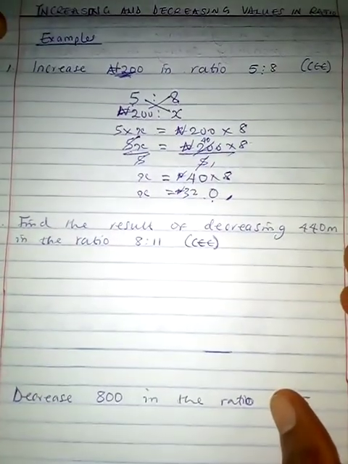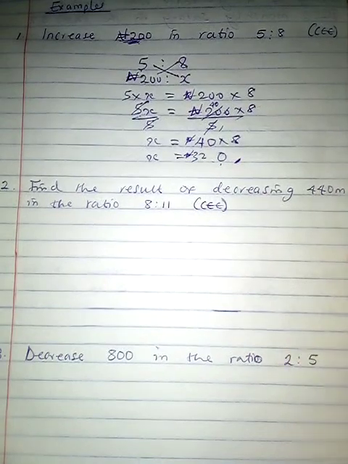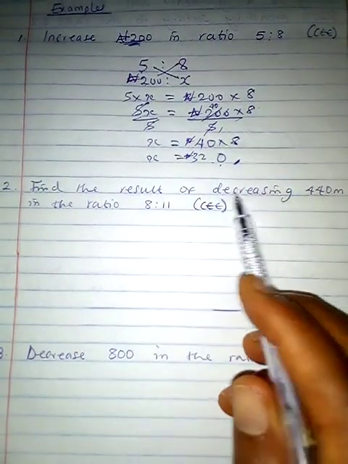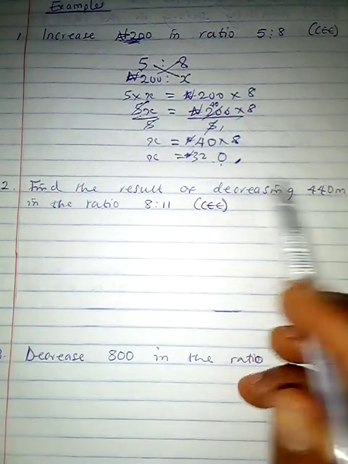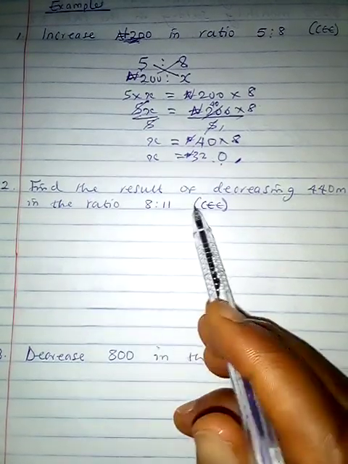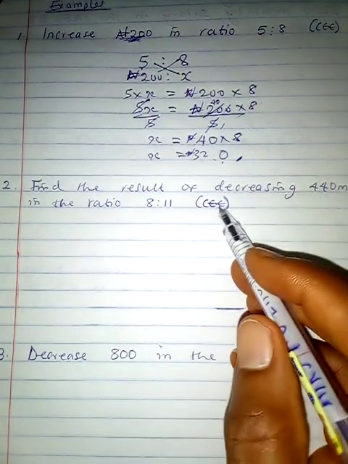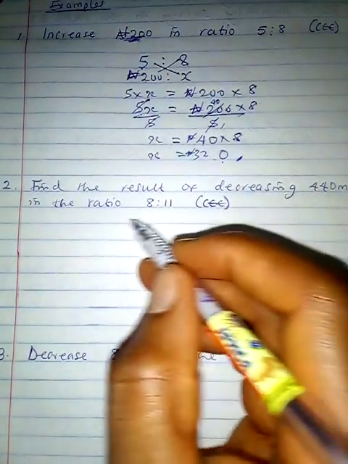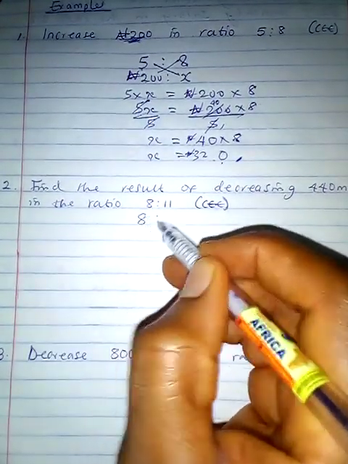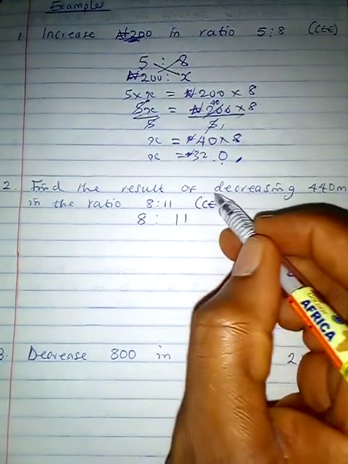Okay, let's move to question 2, and that says find the value of decreasing 440 meters in the ratio 8 to 11. This is also an entrance examination, that's why we see this acronym here. Now we are given the ratio of 8 to 11, and they say we are decreasing.